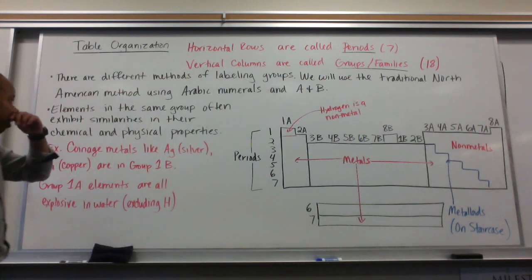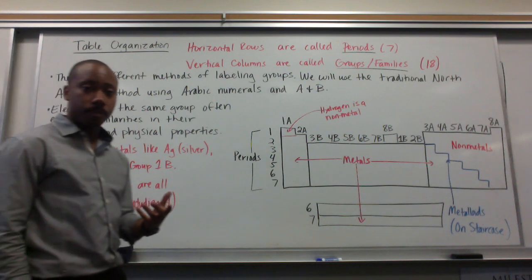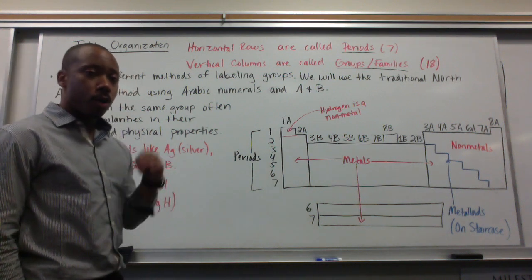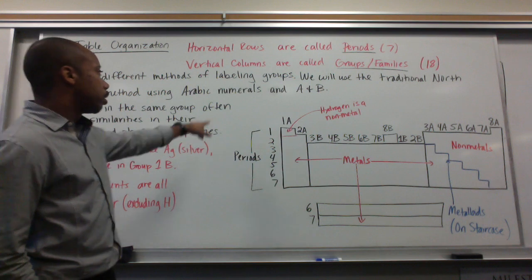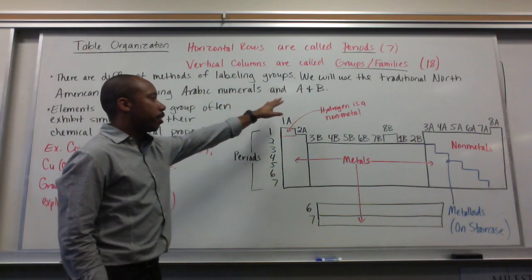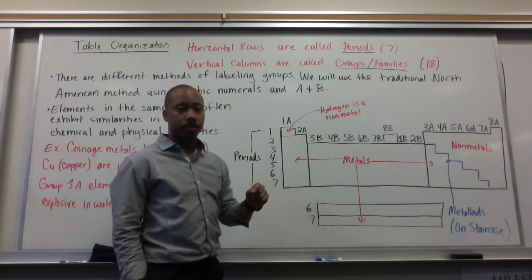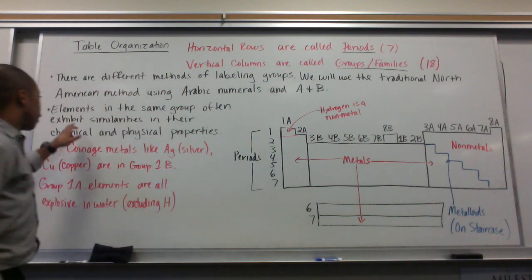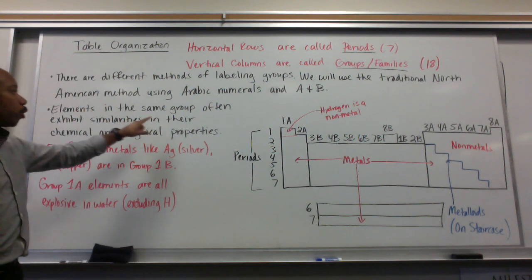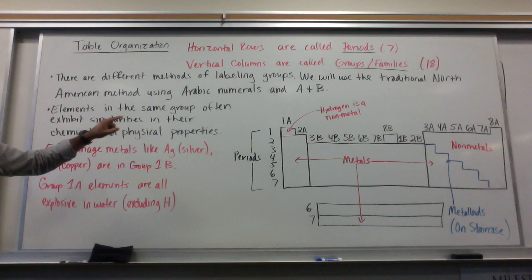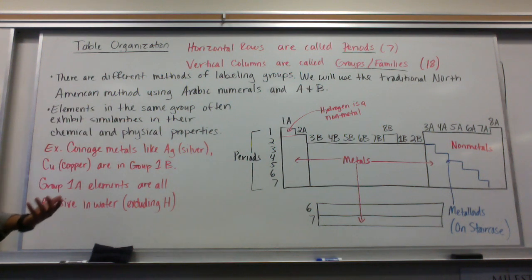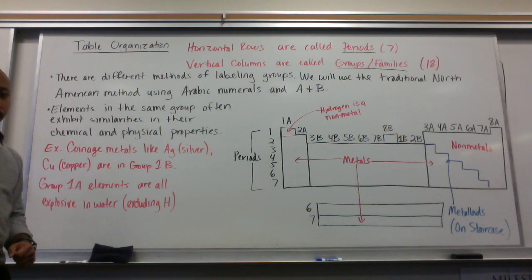Now, there are different methods of labeling the groups. We're going to use the traditional North American method, which uses Arabic numerals and letters A and B. Elements, again, in the same group, often exhibit similarities in their chemical and physical properties.